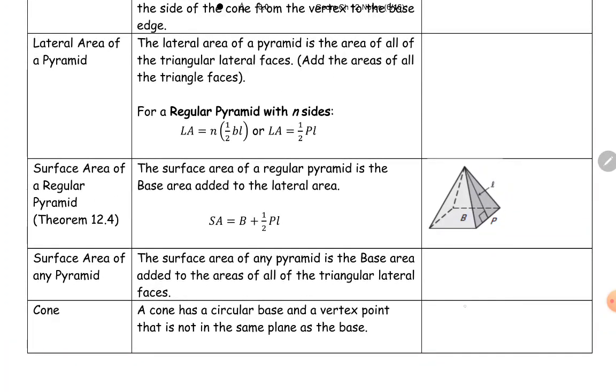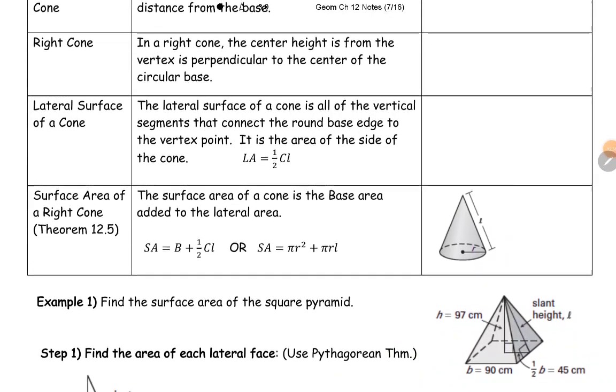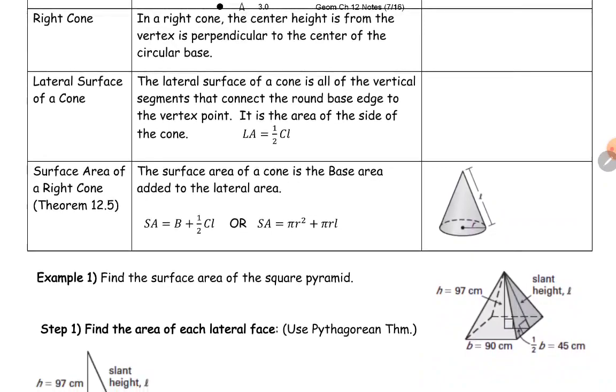A cone is basically an ice cream cone. We have a circular base, and we have a pointy top or bottom, however you want to call it. And then here's the surface area of a cone, which is the area of the bottom, plus the lateral area, which is pi times r times L.